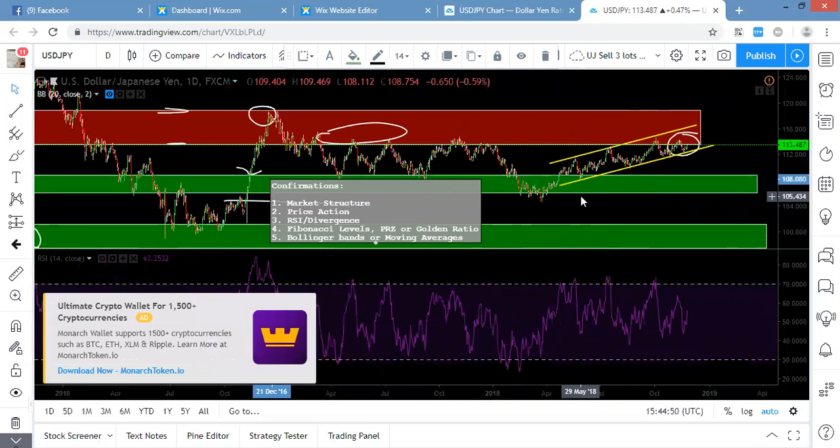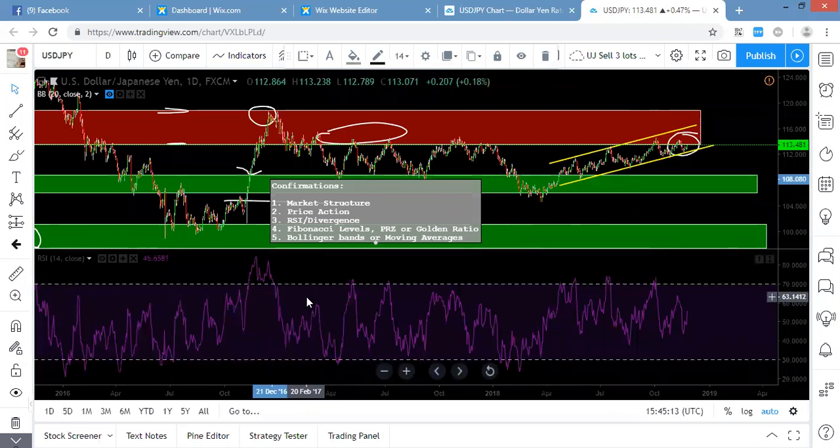We just identified that we're in an uptrend, right? So price action right now has a tendency to be moving up for the US dollar against the Japanese yen, which means that our base currency, the US dollar, is going up or appreciating in value against the Japanese yen, right? So price action right now is moving in a positive direction or an uptrend. Now, the third step, RSI and divergence.